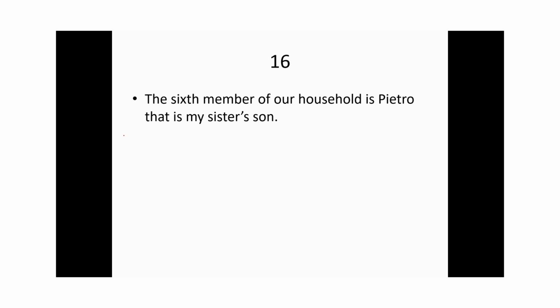The sixth member of our household is Pietro. That is my sister's son. My problem is I need a comma after Pietro because this is a proper noun with a capital letter. So if I have an adjective clause after a proper noun, I put a comma. And if I do have that comma in an adjective clause, I can't use that. I need to use who or which. In this case, Pietro will use who because he's a person.